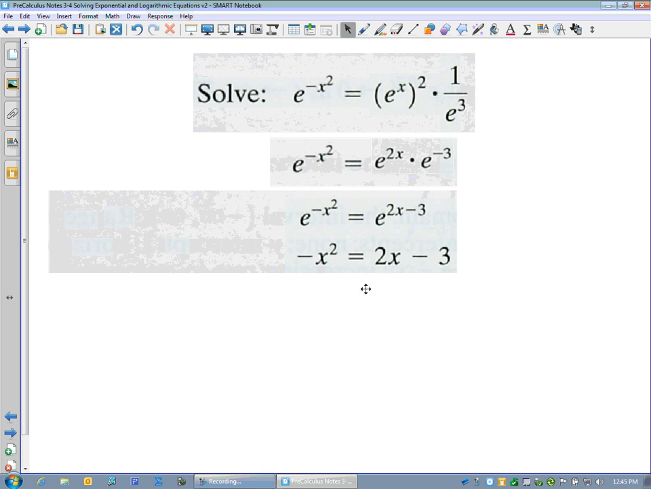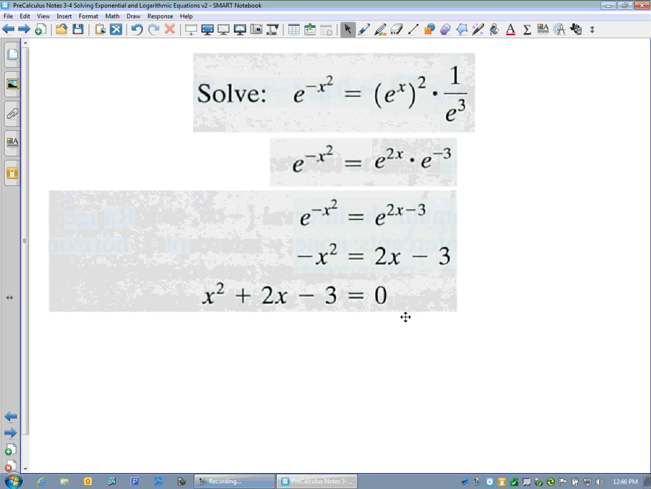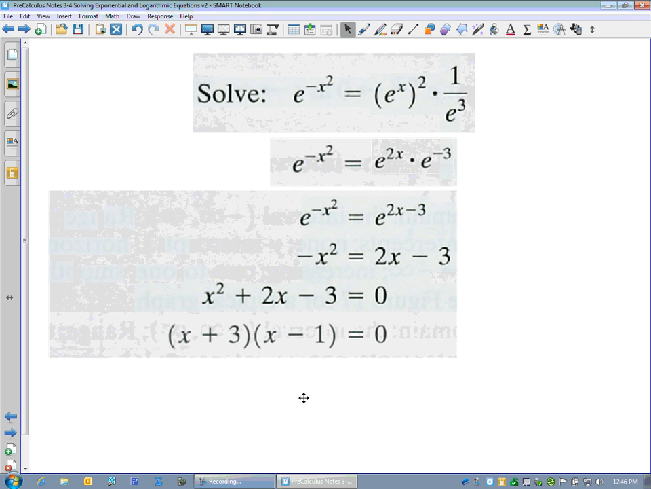So if I move the negative x squared over to the right, it becomes a positive x squared. So I have x squared plus 2x minus 3 is equal to 0. I know I moved it to the right, but then I rewrote all three of them on the left. And now we want to go ahead and factor, and by now you should be able to factor this. It's going to be x plus 3 times x minus 1 is equal to 0.